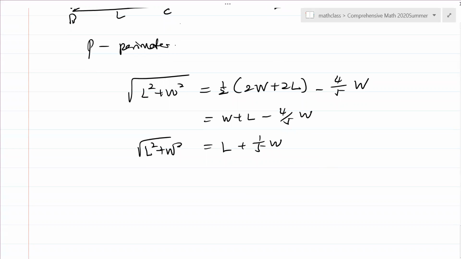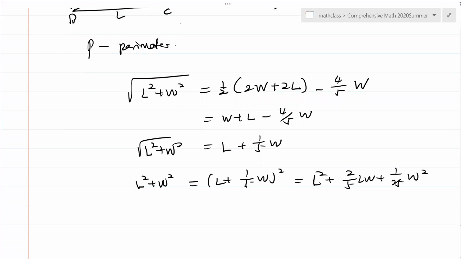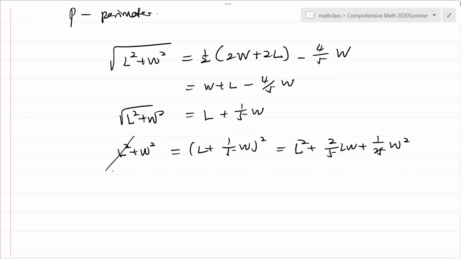Well, this is the algebraic equation, right? So if you don't like the radical, you just square it. So you get L squared plus W squared equals (L plus 1/5 W) squared, okay? Then you square it. So you get L squared, twice of that, 2/5 LW, and here 1/5 squared is 1/25 W squared. All right, so L squared is gone.